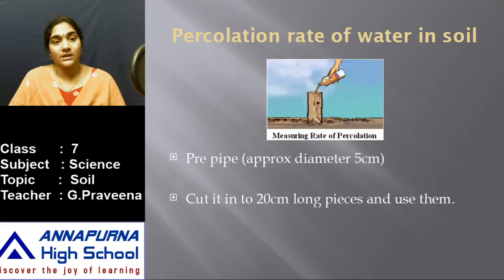So the first property is the percolation rate of water in soil. For this, select two areas which are 50 centimeters by 50 centimeters. Collect 200 ml of water and select two places: one near your house or in the room where you live, and also a place outside, that is the kacha road, the unpaved road. Select those two areas and pour water in those squares.